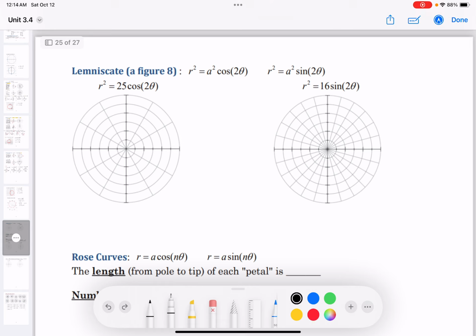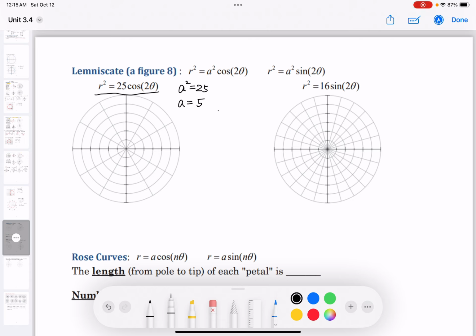Okay, let's see. The lemniscate, a figure 8 shape. If I have the equation r squared is equal to a squared times cosine 2 theta, or r squared is equal to a squared times sine 2 theta, they are all the figure 8 graph. So for example, if I have r squared is equal to 25 times cosine 2 theta, so a squared is equal to 25, a is equal to 5.